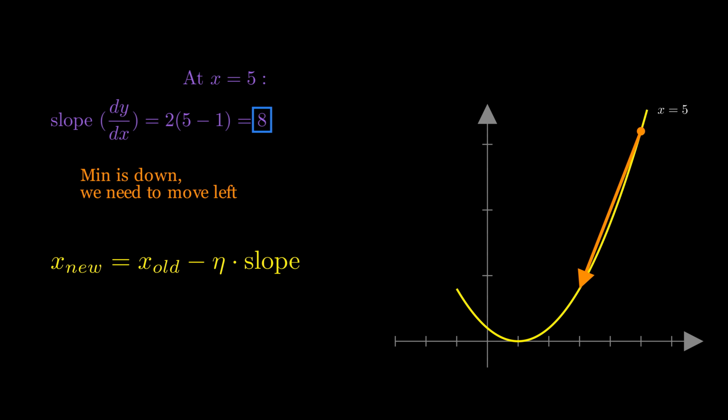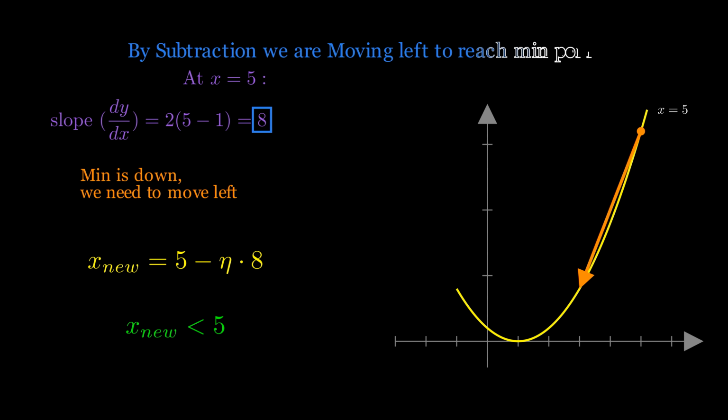Let's look at the equation again. X new equals x old minus the quantity eta times slope. When we plug in our positive slope, where x old equals 5 and slope equals 8, the formula becomes x new equals 5 minus the quantity eta times 8. By subtracting a positive value from our current position, the new x value will be less than 5. Mathematically, the formula recognizes that a positive slope means we have gone too far to the right. By subtracting the slope, the algorithm automatically pushes the x value to the left, effectively moving us down the curve and closer to the minimum point.